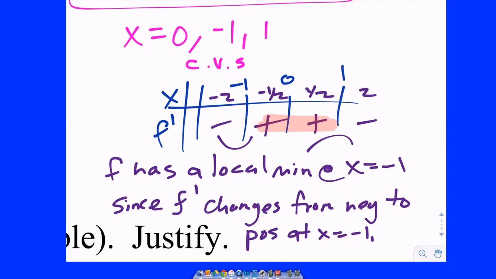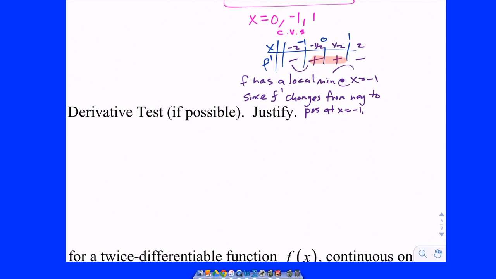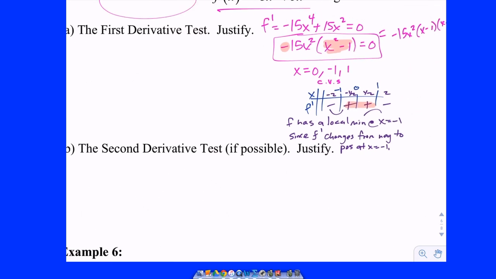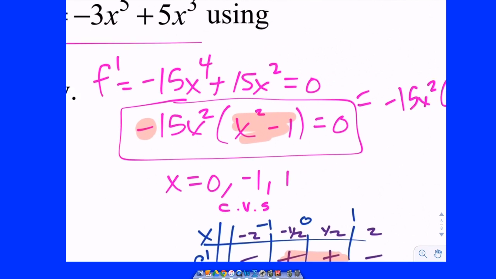Now the first derivative test worked beautifully there. Why would we want to do the second derivative test? Well, it's nice to have options sometimes. But you know what? The second derivative test requires having the second derivative. And do we have it? No. So let's go get it.